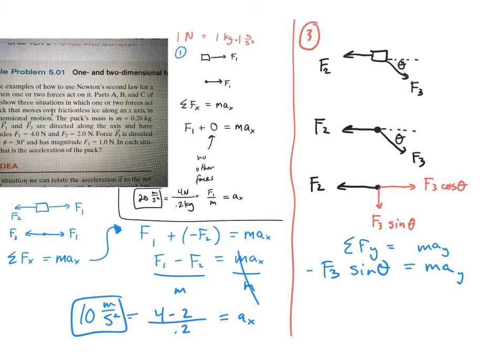Okay, that would be the y direction, because there's only one force acting in the y direction, and it's acting down, so I put a negative symbol. And then yes, as Spence said, let's divide by m to get the acceleration in the y direction. And the answer is negative because it's going to accelerate downward.